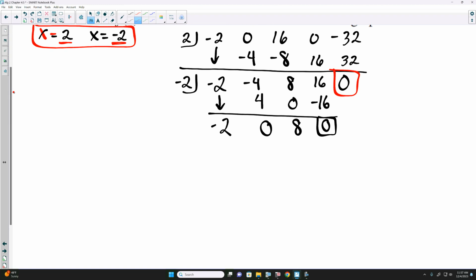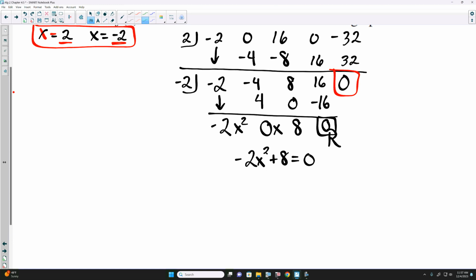Now we knew, or should have known, that the remainder would have been 0 on both because they are solutions. Since they're solutions, it means they are factors. And if they are factors, the remainder will be 0. And if we plug our variables back in, the 0 in the box is the remainder. Our 8 is the term without x, 0 is the term with x, and -2 is the term with x squared.